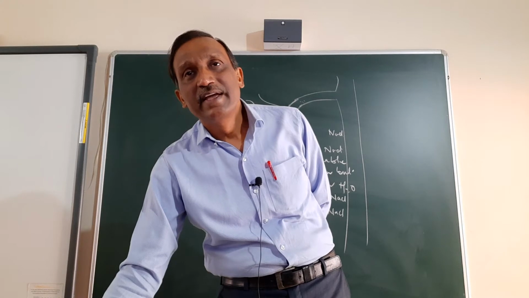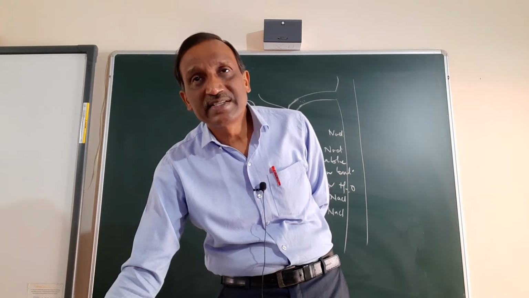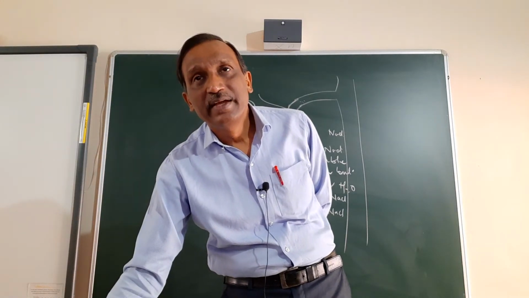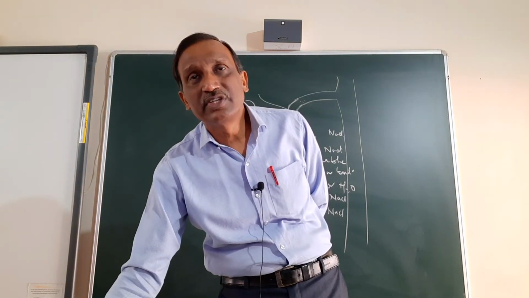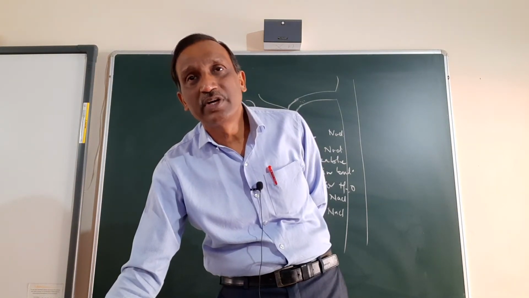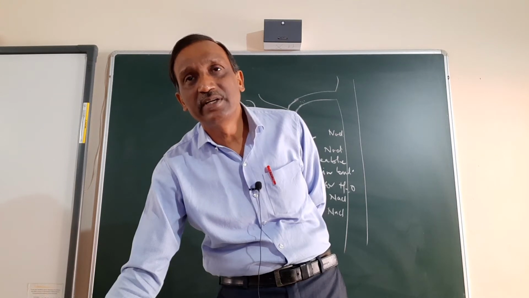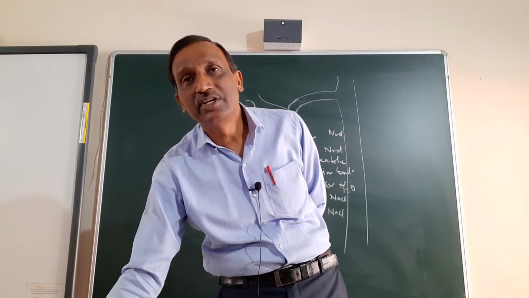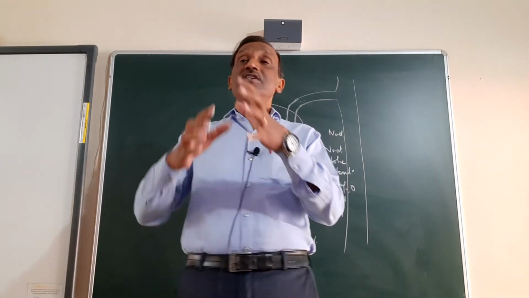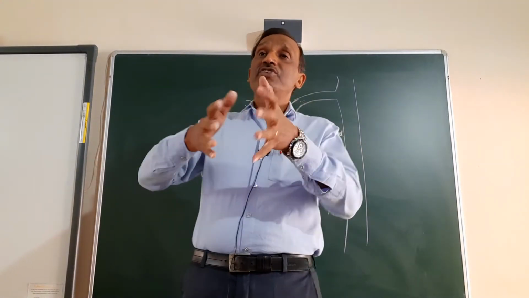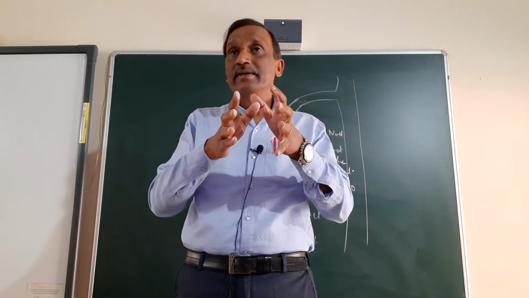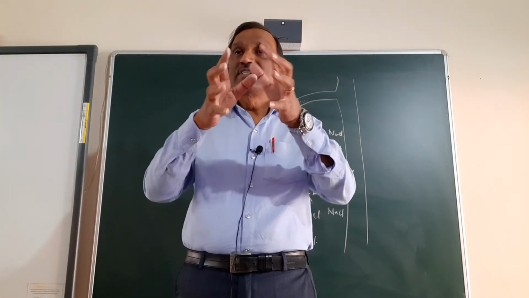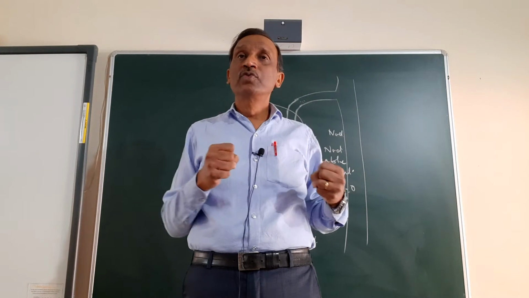Absorption took place. Now as it is going in the descending arm, it is progressively concentrating. So 300 becomes 400, 400 to 600, 600 to 800, 1000 and 1200. Means the concentration of water is decreased, concentration of salt progressively increased. Salt is not added, but from the salt water, the water is removed.